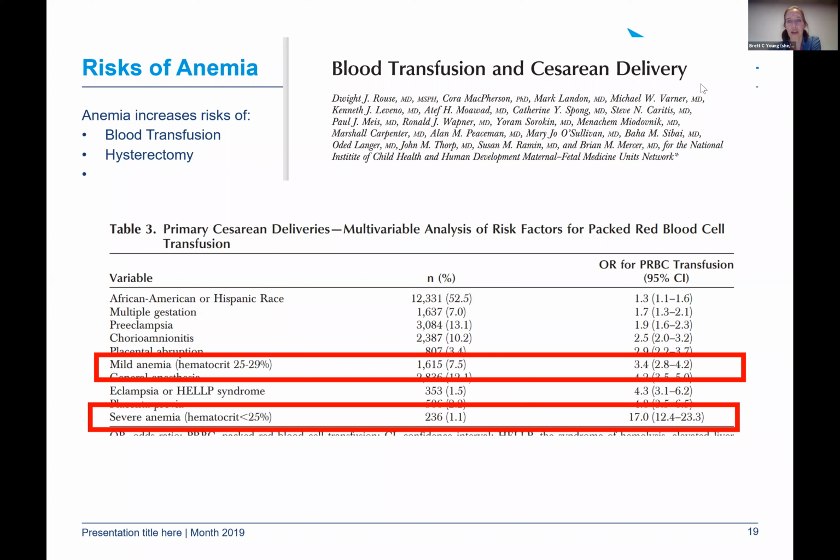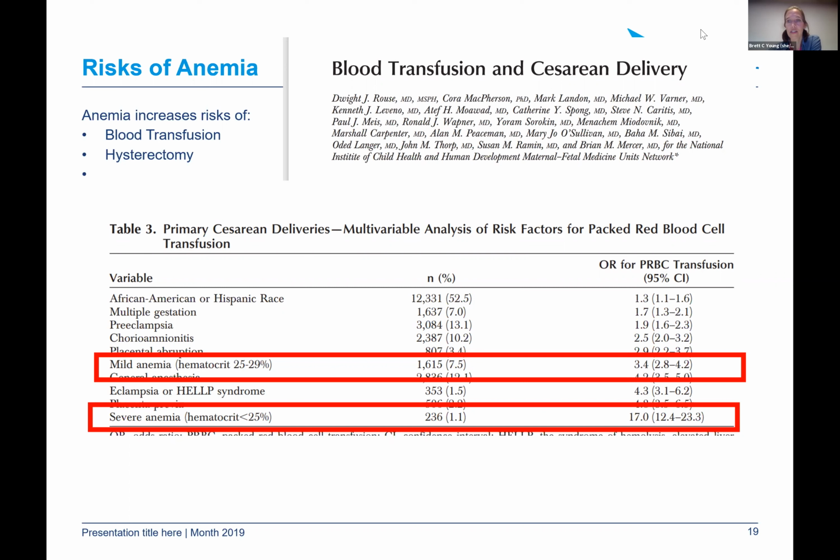Rouse et al. through the MFMU looked at rates of blood transfusion, what was really driving rates of blood transfusion. And one of the most common things that they saw was not only a mild anemia, but also severe anemia, not surprisingly, increased the likelihood, or odds ratio, for packed red blood cell transfusion. So when patients had a hematocrit of less than 25%, these patients had a 17-fold increased risk for needing a transfusion. And if patients had a mild anemia between 25 and 29%, that risk went up by about 4-fold.